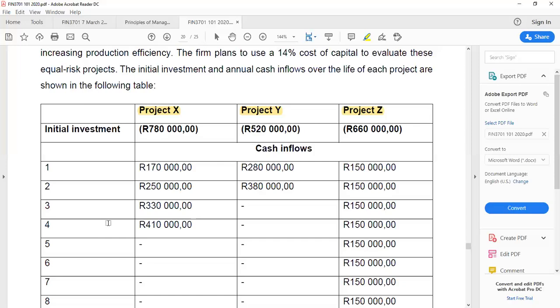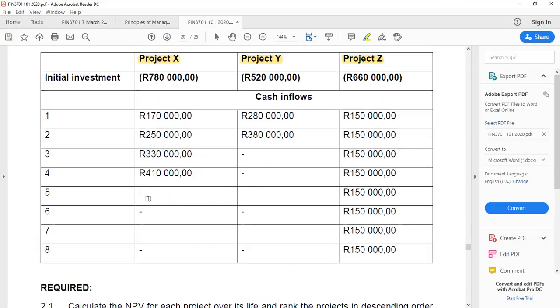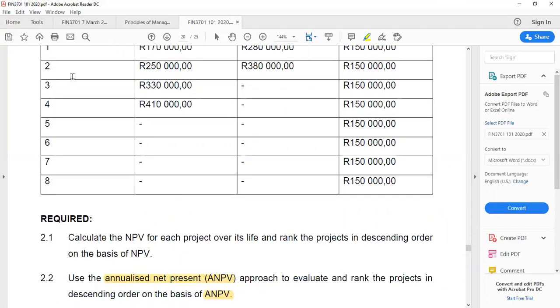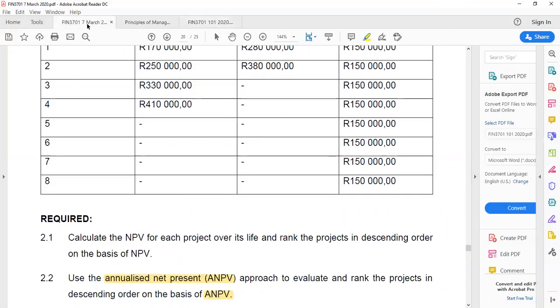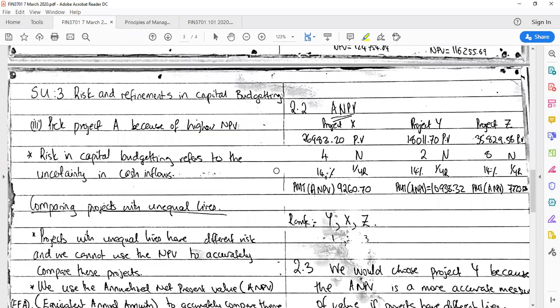So for practice, you can put on pause. Please calculate the NPV of each of these projects, right? And try to see if you can get the NPV of each project. And then after getting the NPV of each project, try to get the annualized net present value. We did this last time. It's in your notes. Put the recording on pause, try to do those calculations, and then you can compare the answer you get with the answer that I'll put up on the screen.